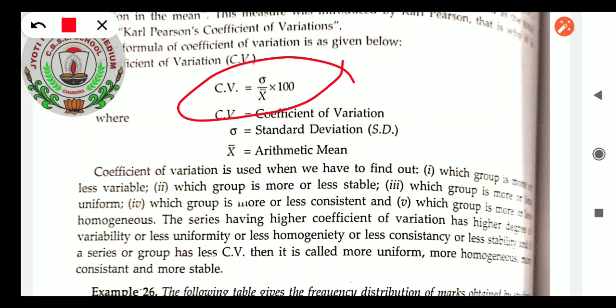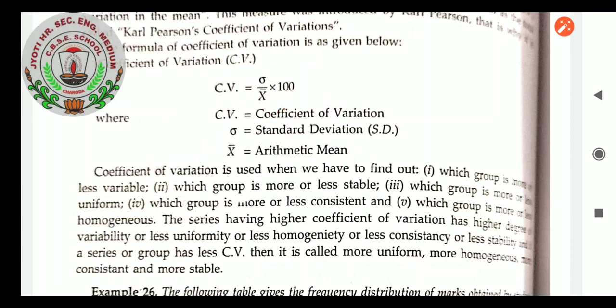Coefficient of variation is used when we have to find out which group is more or less variable, more or less stable, more or less uniform, more or less consistent. That way, when we want to find homogeneity, we use the coefficient of variation, CV. The series having a higher coefficient of variation has a higher degree of variability or less uniformity. It is needed for 2 or 3 groups to be distinguished: how much uniformity they have, how much difference they have.